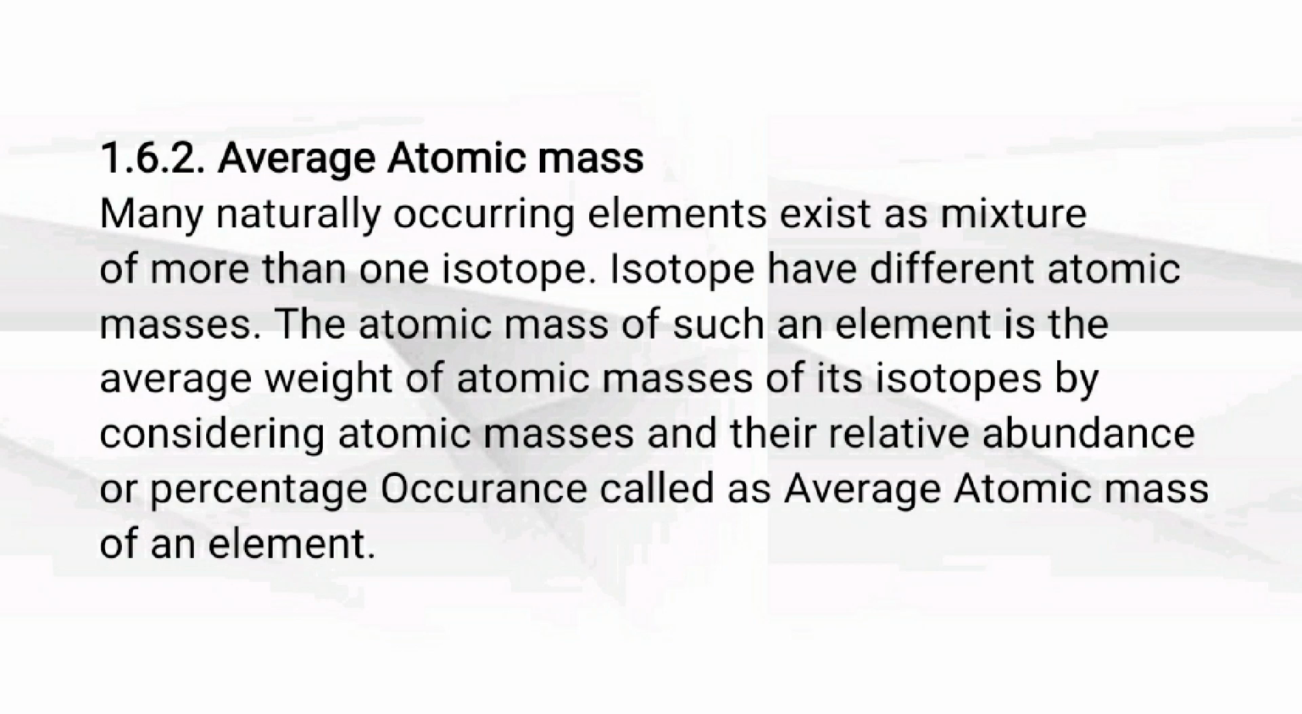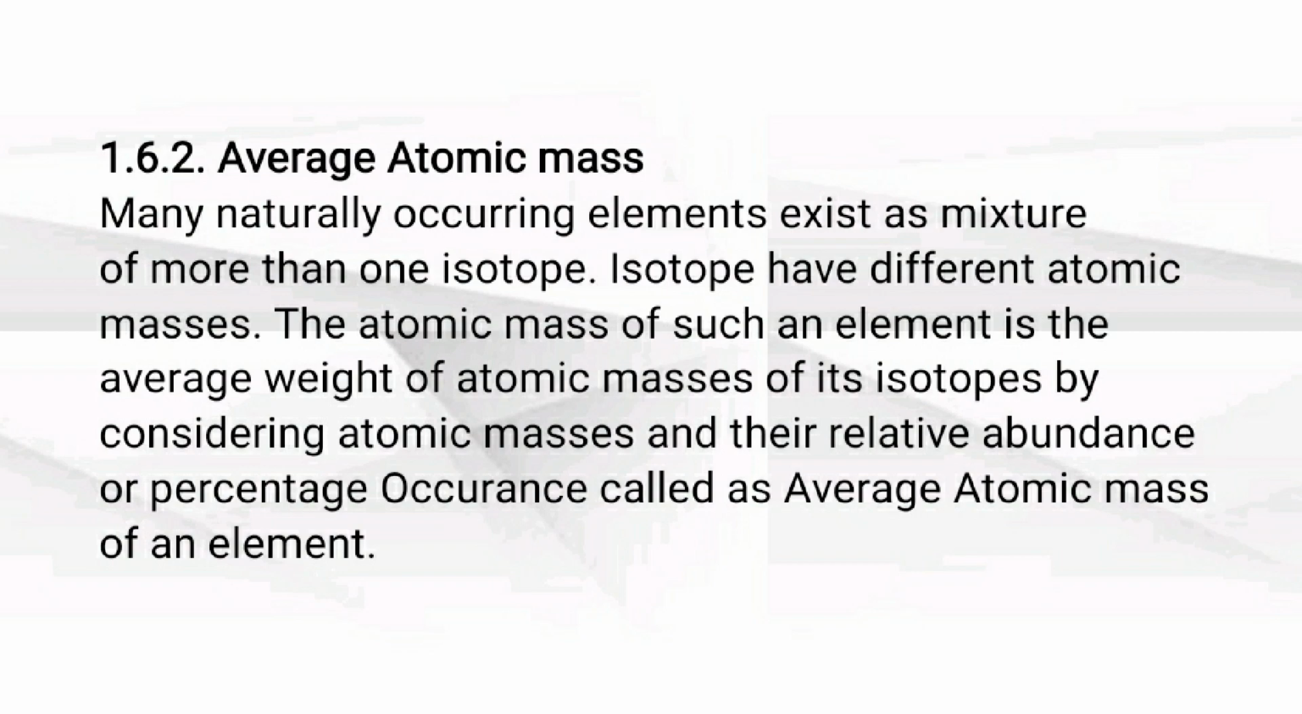Many naturally occurring elements exist as a mixture of more than one isotope. Isotopes have different atomic masses, but their atomic number is the same. Means isotopes are atoms of the same element. The atomic mass of such an element is the average of the atomic masses of its isotopes, considering their atomic masses and their relative abundances or percentage occurrence, and that is called the average atomic mass of an element.